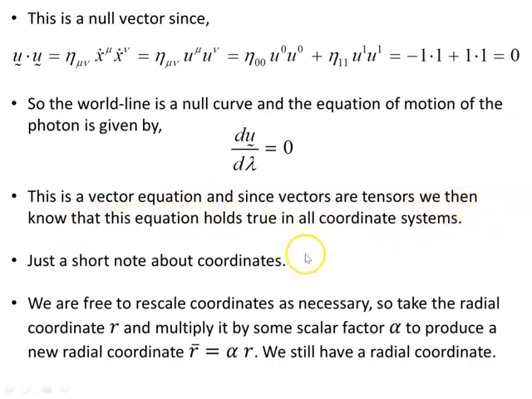Now, this is a vector equation, and since vectors are tensors, we know that this equation holds true in all coordinate systems. Before I move on, just a short note about coordinates. We are free to rescale coordinates as necessary. So we can take the radial coordinate r, multiply it by some scalar factor alpha to produce a new radial coordinate, r bar, equal to alpha times r, and we still have a radial coordinate. However we rescale it, we still have a radial coordinate. Once we've rescaled it, we can drop the bar and just call it r, the new r.